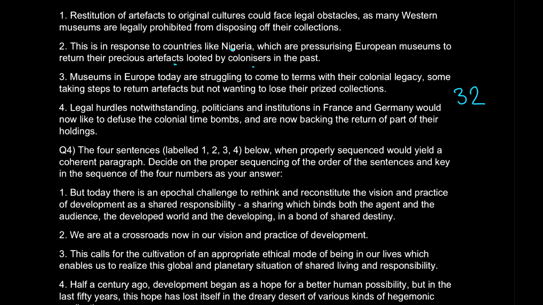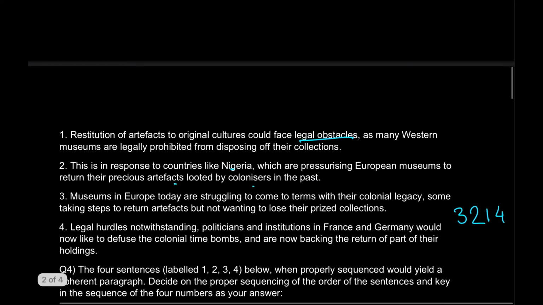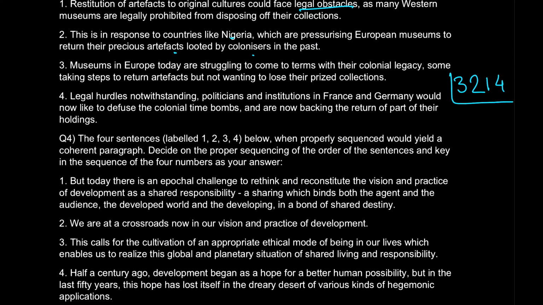Now, one क्या कर रहा है, इस current situation को further describe कर रहा है कि किस तरह से legal obstacles आ रहे हैं. So the perfect combination here would go as what? 1 and then last में बच गया हमारे पास 4. So we are left with the answer over here, which is 3214.